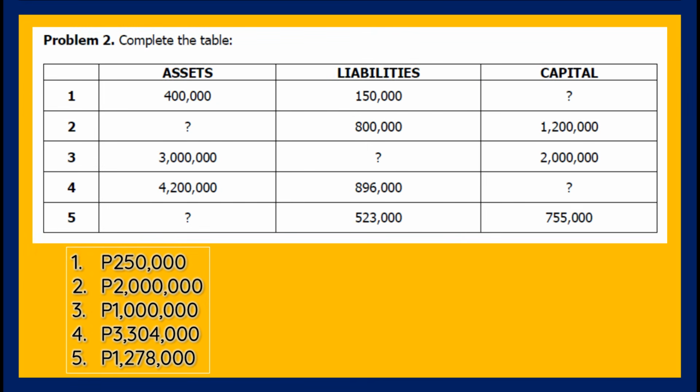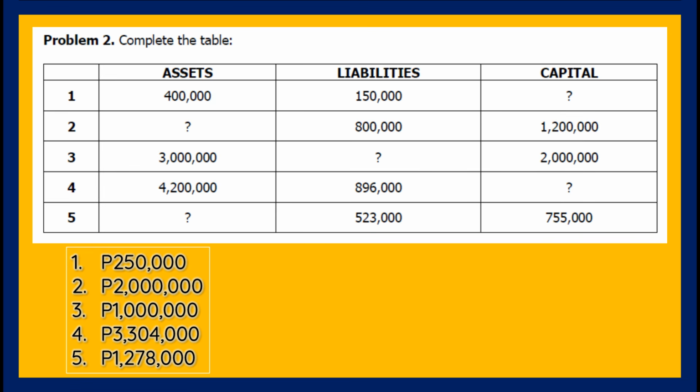Okay, so here are the answers for problem number 2. So in number 1, kung may assets kang 400,000 at liabilities na 150,000, paano mo kukunin yung C? E di C is equals to A minus L. 400,000 minus 150,000 is 250,000. For number 2, ang hinahanap ay assets. So A is equals to L plus C. 800,000 plus 1,200,000 gives you 2 million pesos. For number 3, ang hinahanap ay liabilities. L is equals to A minus C. So 3 million minus 2 million gives you 1 million.